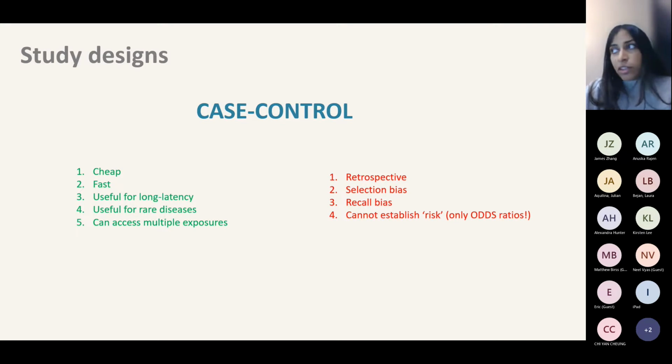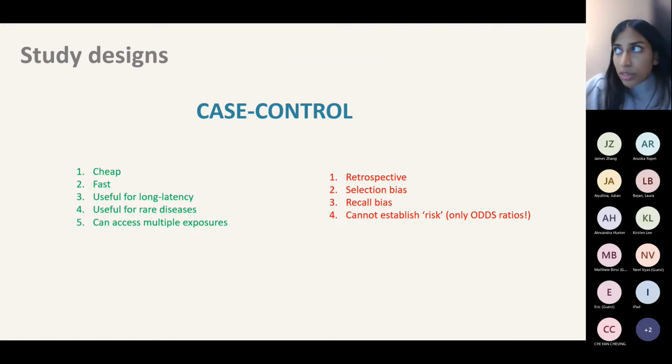But it does have significant limitations, and that's that it's retrospective. It's prone to something called selection bias because you've chosen cases and chosen matched controls. Prone to something called recall bias as well, because can the patient remember correctly what they were exposed to at the time? And it's hard to establish risk because the researcher has already set the prevalence rate by selecting based on outcome. You can't establish a true prevalence with a case control.